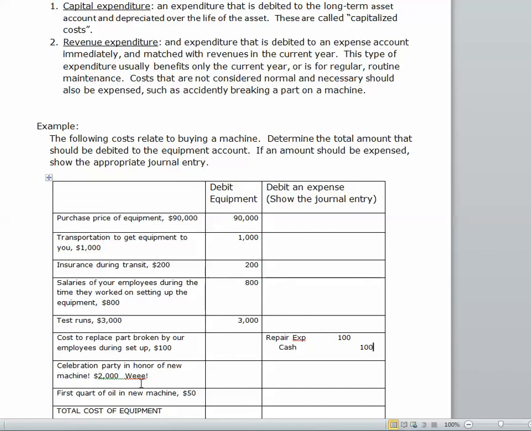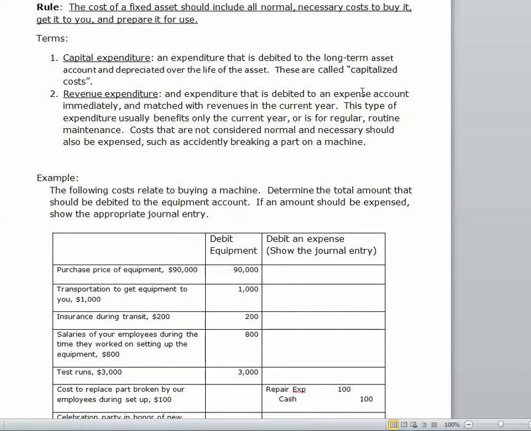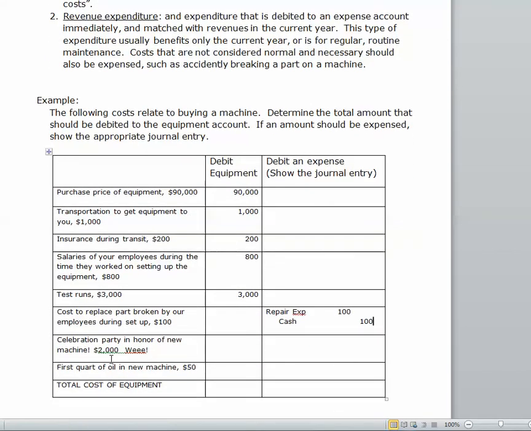Now this one is kind of silly, but let's say that we are so excited about having this new machine, we decide to throw a celebration party. This might be the very best thing we could ever do for employee morale, but is it a normal, necessary cost involved in buying this piece of equipment? I think your outside CPAs might argue that you didn't really have to have that party in order to buy the equipment. So we will not capitalize that, will we?